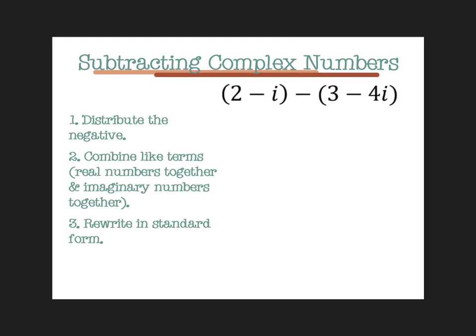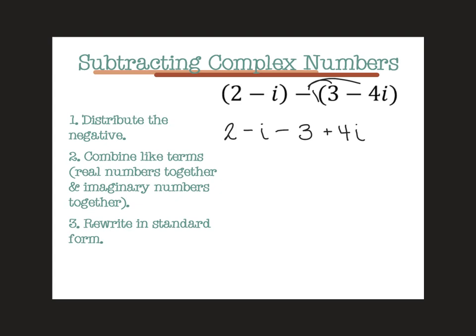If you're subtracting complex numbers, the process is very similar, except you need to make sure you distribute the negative through the second set of parentheses to eliminate them. So this time I have 2 minus i, and then I have -1 times 3, so I really have -3. I have -1 times -4i, so that's really plus 4i.